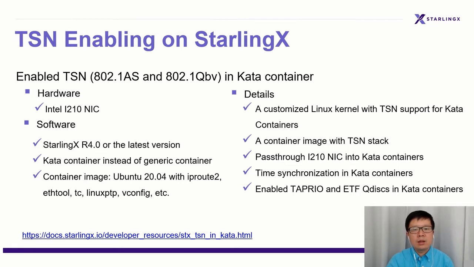To enable TSN in Kata containers, here is what we have done on the StarlingX platform. We made a customized Linux kernel with TSN support for Kata containers. We also built a container image with the TSN stack. We figured out a solution to pass through the I210 network interface card into Kata containers. We also figured out a solution for time synchronization in Kata containers. The last one is we enabled taprio and ETF qdisc in Kata containers. Due to time limitation, I don't have time to go deep into each item. So if you are hoping to learn more details, you could refer to the document in the StarlingX community. Below is the link.